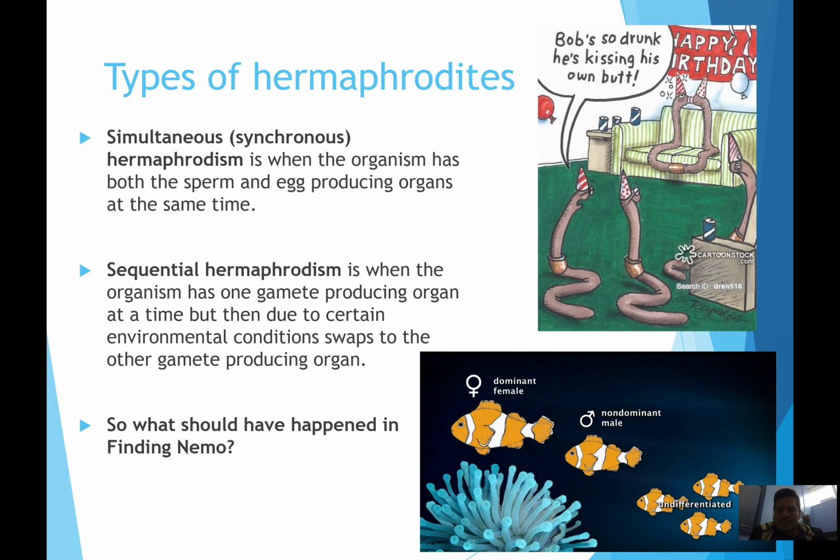Nemo. I promise. So, the simple answer to what should have happened in Finding Nemo is that clownfish do what we call sequential hermaphrodism. And so Marlin, who was the non-dominant male, when his wife passed away, would actually become the dominant female of the group, and they usually don't just live in pairs. So one of the undifferentiated individuals would actually become a non-dominant male.